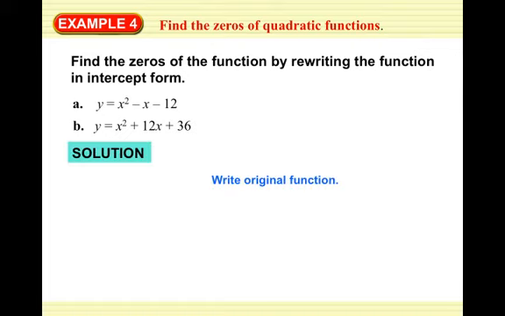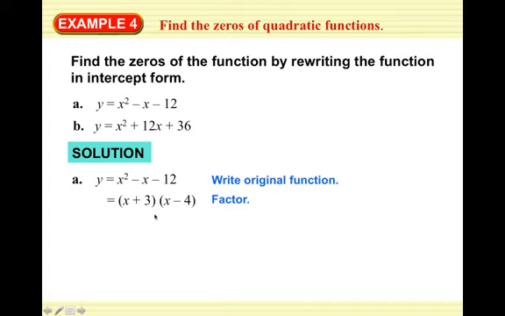So let's look at our solution. We're going to write the original equation. Okay, we're going to factor. So let's see, we need numbers that multiply to be negative 12 and add to be negative 1, because there's an understood 1 there. So how about negative 4 and positive 3? So x plus 3 times x minus 4.